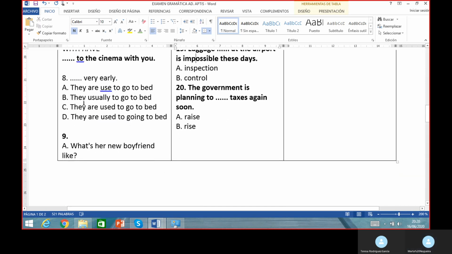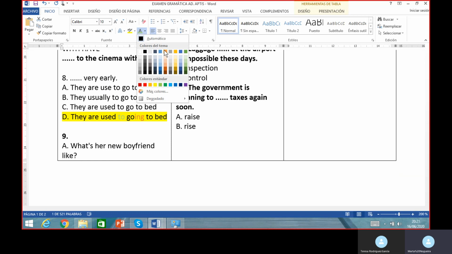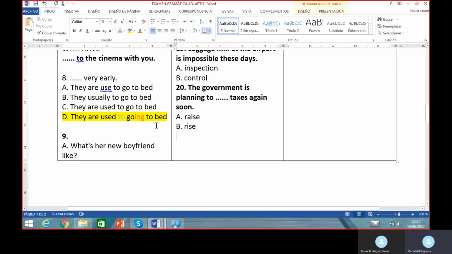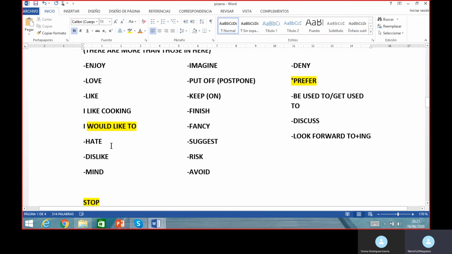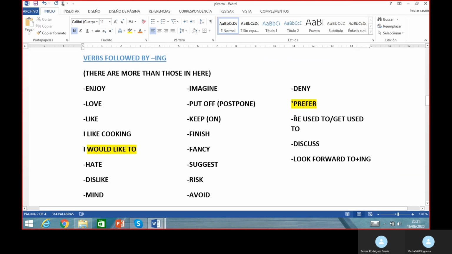8. They are used to going to bed early, ¿vale? Pero si pone to, ¿cómo voy a poner ing detrás? Porque este es uno de los verbos. Are used to, be used to es estar acostumbrado. ¿Qué tenemos en nuestra lista? Be used to o get used to, aquí lo tenemos.